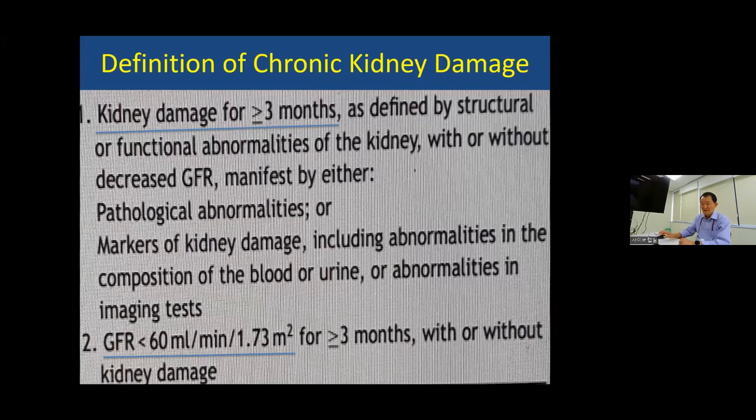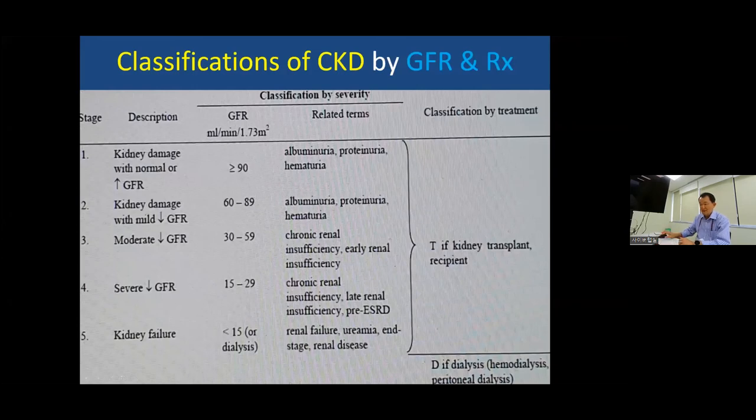Definition of a chronic disease is kidney damage of more than 3 months, and glomerular filtration is less than 60 cc per minute per 1.73 square meter. Normally it's about 90, 100, so when this lasts more than 3 months, it is called chronic renal damage. So in this, again, using GFR with stage severity, above 90 is normal, but there's 60 to 80, and less than 50 is a renal failure that requires either a transplant or a dialysis.